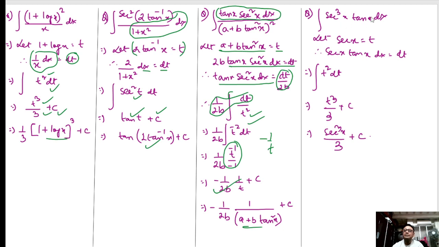Sec cube x tan x dx. So let sec x equal to t. So sec x tan x dx equals dt. See, from here how we are writing it. We are writing it as sec square x into sec x tan x. So this part we have taken only sec x as t. So this part becomes t square, and sec x tan x dx becomes dt. So t cube by 3, and t is sec x. So sec cube x by 3.